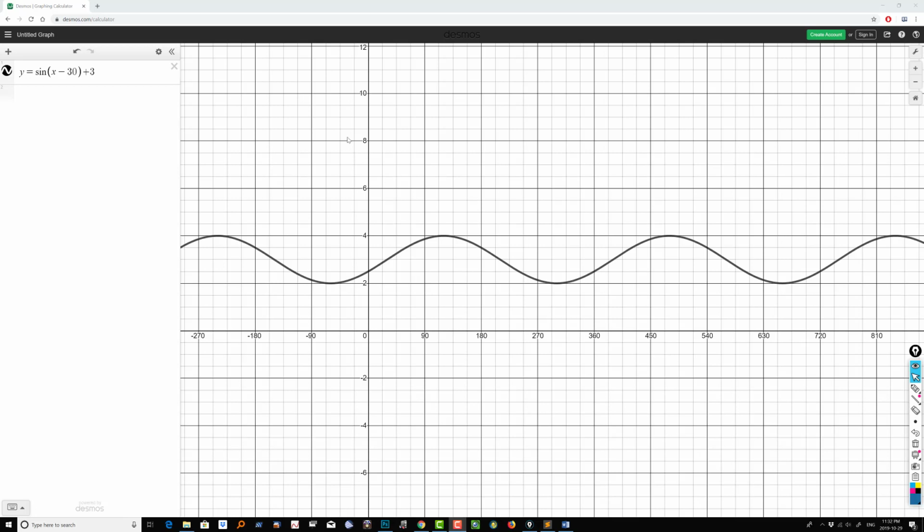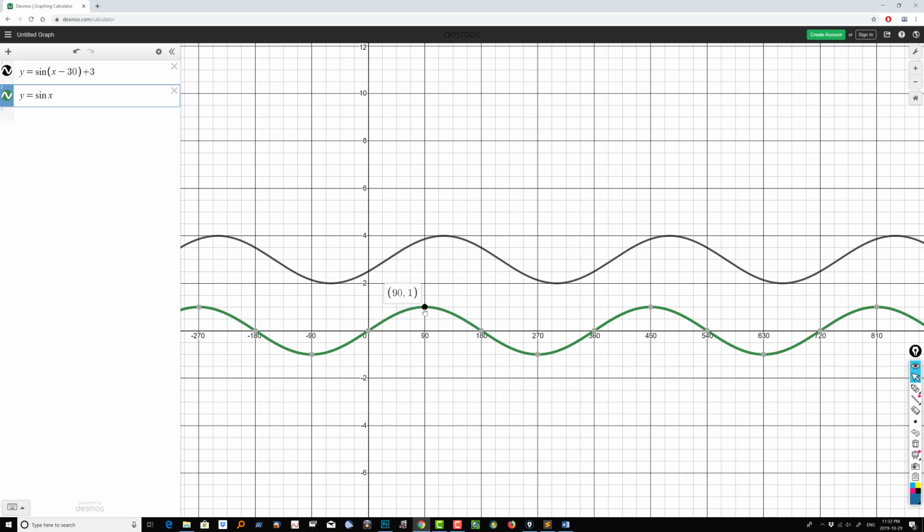Okay, so turn to page 240. This is example 1. We're trying to graph y equals sine x minus 30 plus 3 and try to understand how this works. We know how to sketch y equals sine x. We can see that the maximum here, the first maximum, is (90, 1). 90 degrees. Make sure you're in degree mode.